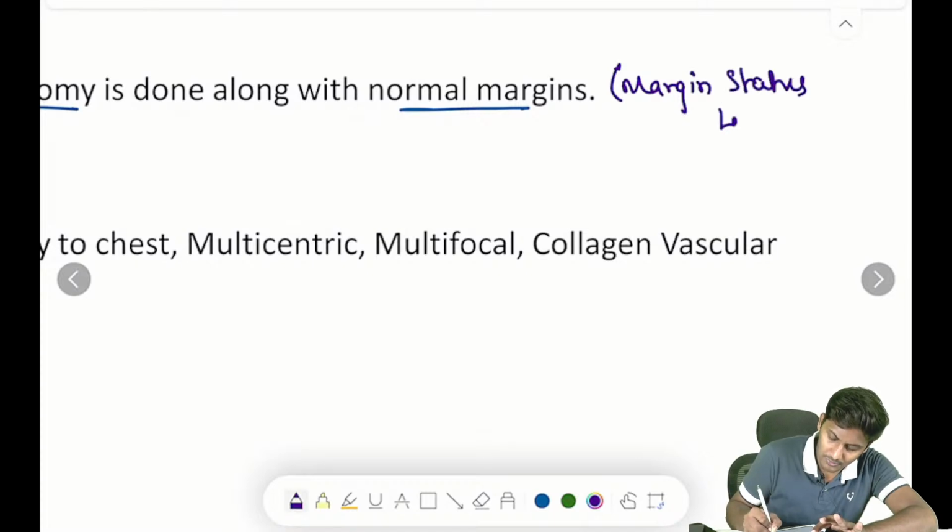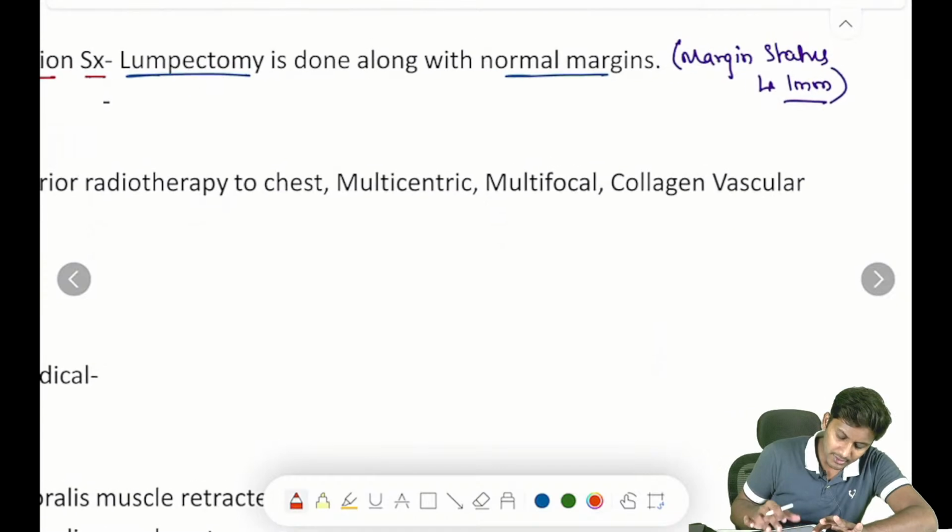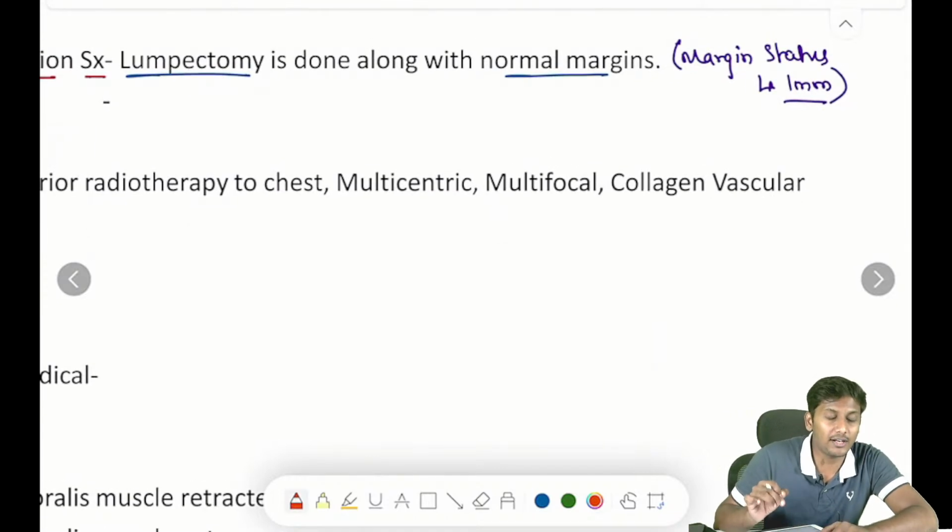The margin status will be only 1 millimeter. No issues with this, anybody? That has to be remembered. Next important is, definitely you have to remember one thing that I told you already.